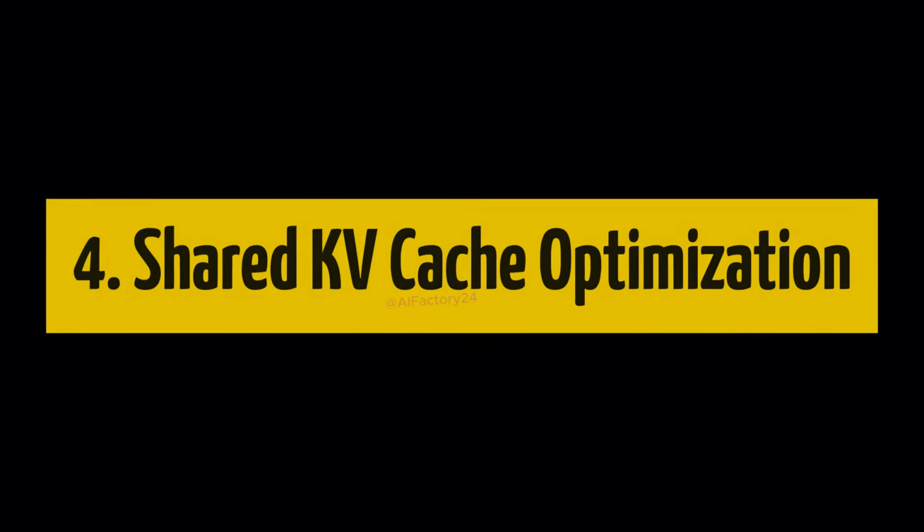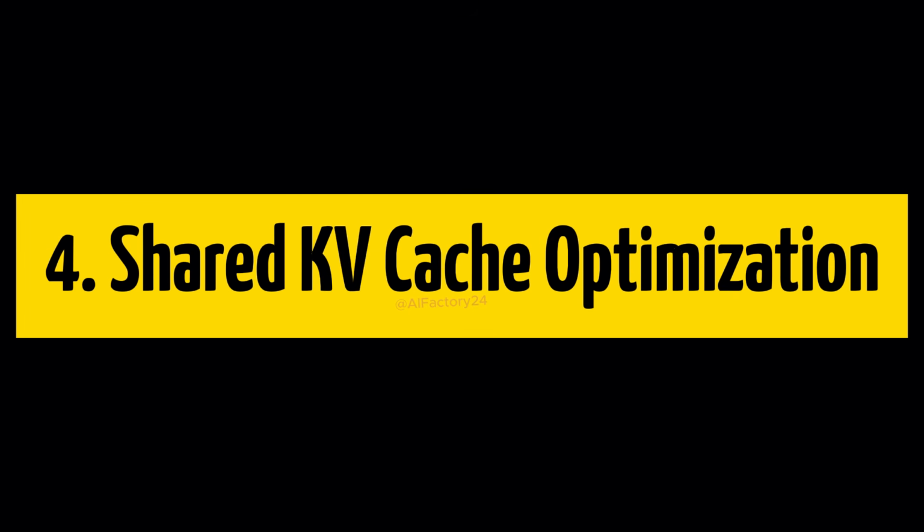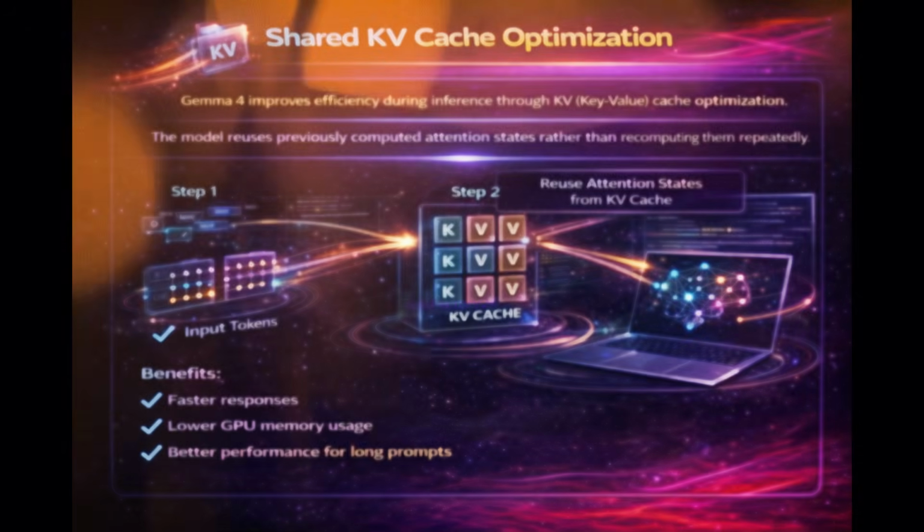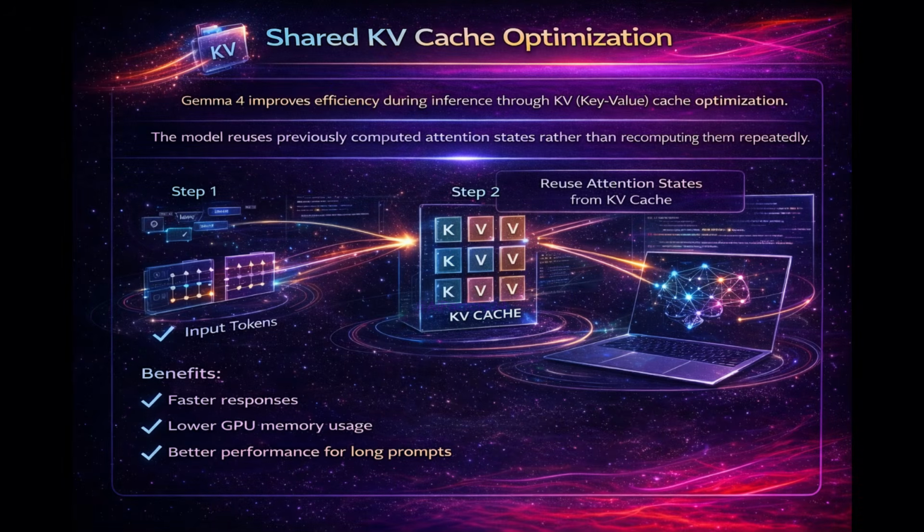4. Shared KV cache optimization. Gemma 4 improves efficiency during inference through KV, key value, cache optimization. The model reuses previously computed attention states rather than recomputing them repeatedly. Benefits: faster responses, lower GPU memory usage, better performance for long prompts.